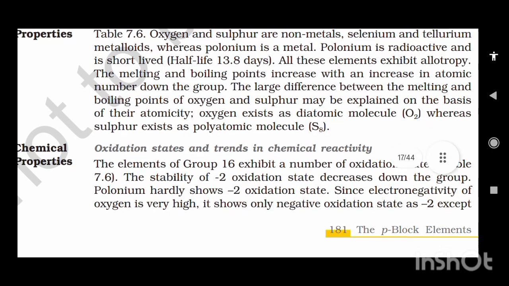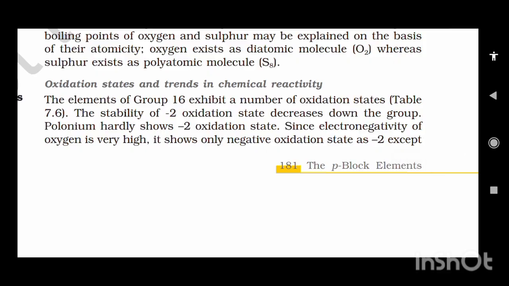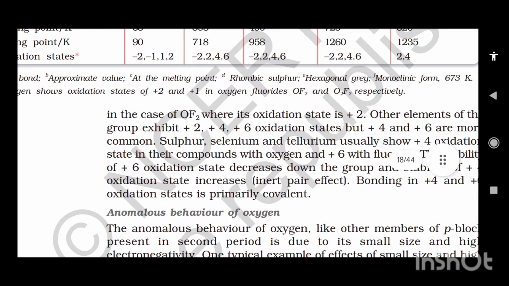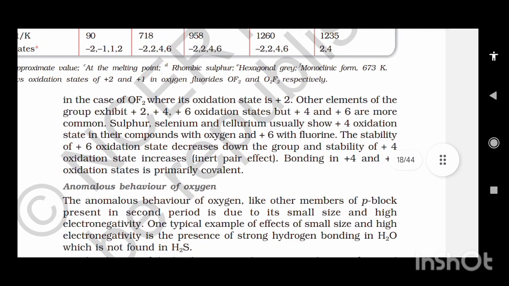Chemical properties: the elements of group 16 exhibit a number of oxidation states. The stability of the -2 oxidation state decreases down the group. Polonium hardly shows the -2 oxidation state. Since the electronegativity of oxygen is very high, it shows only the negative oxidation state of -2, except in the case of OF2 where its oxidation state is +2. Other elements of the group exhibit +2, +4, +6 oxidation states, but +4 and +6 are more common.